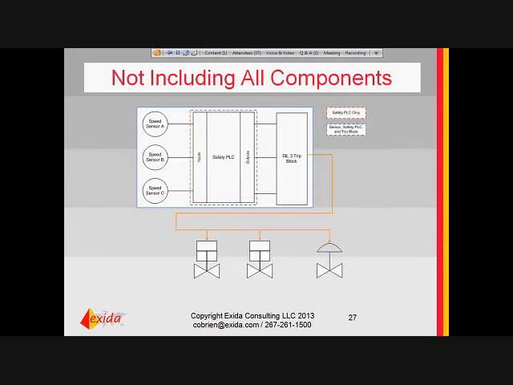Another shortfall that we've seen quite a bit is people will market compliant systems, but they're not looking at the entire loop. The red and the blue show kind of typical breakdowns of what we've seen promoted as SIL compliant turbine systems. So sometimes it's only the safety PLC, and sometimes it's the sensor, PLC, and trip block, but not the valves.